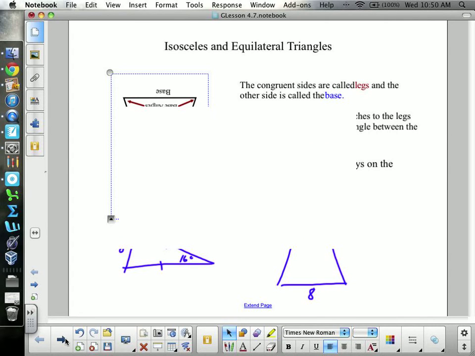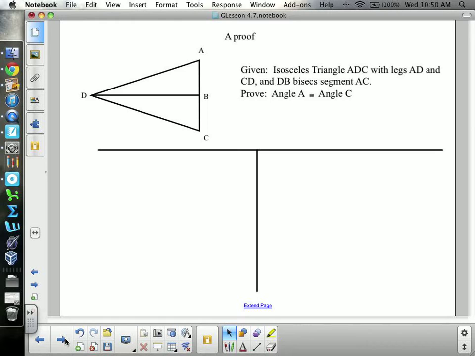A little different. All right, so let's look at a quick proof about isosceles triangles, because some of these facts are pretty easy to figure out. It says, given isosceles triangle ADC with legs AD and CD, and ray DB bisects segment AC. Prove angle A must be congruent to angle C. So, if I have an isosceles triangle, these sides are congruent.